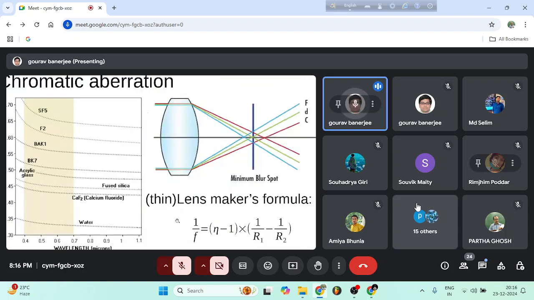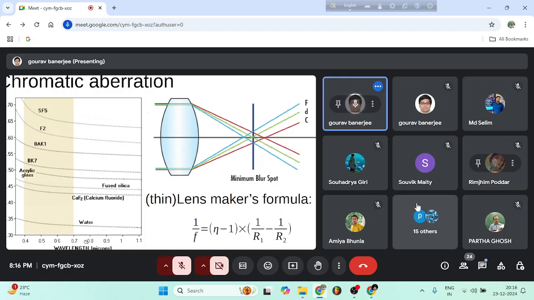Okay, next we'll talk about chromatic aberration. Chromatic aberration is basically very similar to spherical aberration, except that the parts of the system that are not agreeing with each other are the color input.